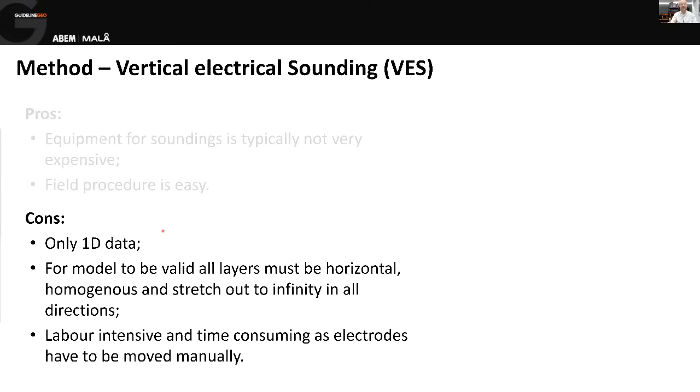Now, in reality, that isn't going to happen very often, so we have to be aware when we do our interpretation, if we only have a single sounding, that there could be complications lying beyond where we've taken that measurement from. So we'll talk about ways in which we can try and determine whether or not we are meeting those assumptions correctly within the environment that we're working in later in the presentation.